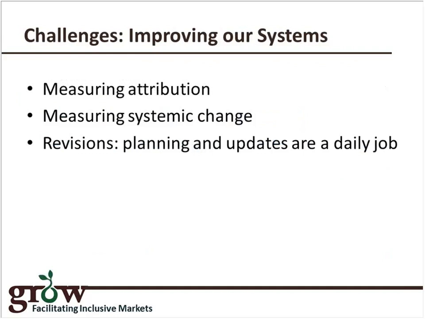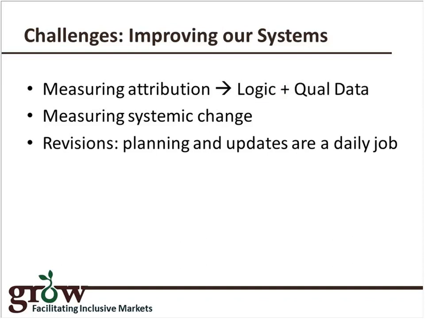Finally, then, just moving to challenges. As Adam highlighted, measuring attribution can be a challenge because we oftentimes think of things like randomized control trials, things that involve treatment and control groups, but it doesn't necessarily have to be that complicated. Then you have measuring systemic change. How do you get to indirect impacts? And then also, having an adaptive system means that revisions are happening constantly. So planning and updates happen almost every day and could potentially be burdensome. So how do we deal with that?